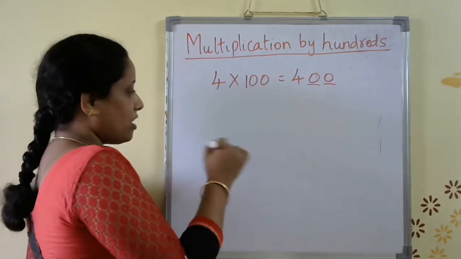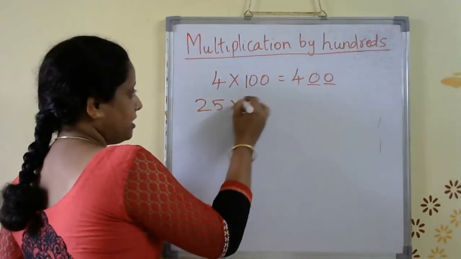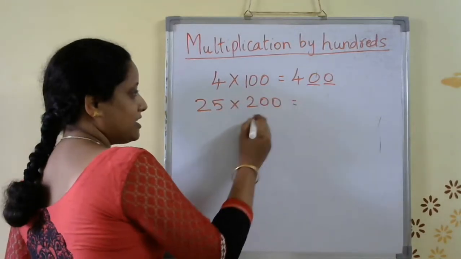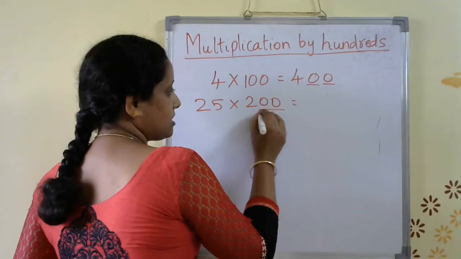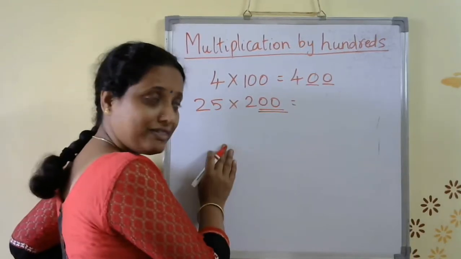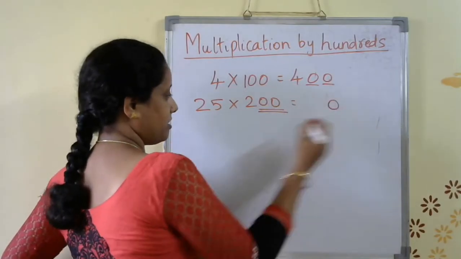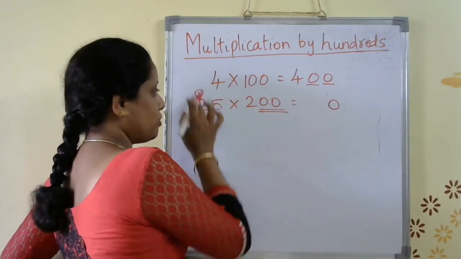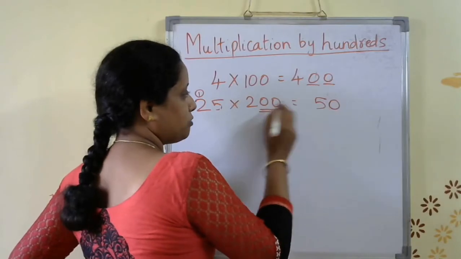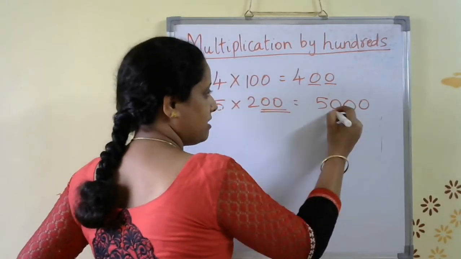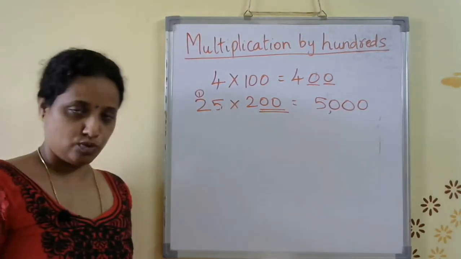Now if I want to take 25 into 200, in this way both the zeros, ones place and tens place, I am going to leave as they are, and I am going to multiply by 2. 2 5s are 10, 1 carry, 2 2s are 4 plus 1 is 5, and I am going to carry these 2 zeros behind. So the answer is 5,000.